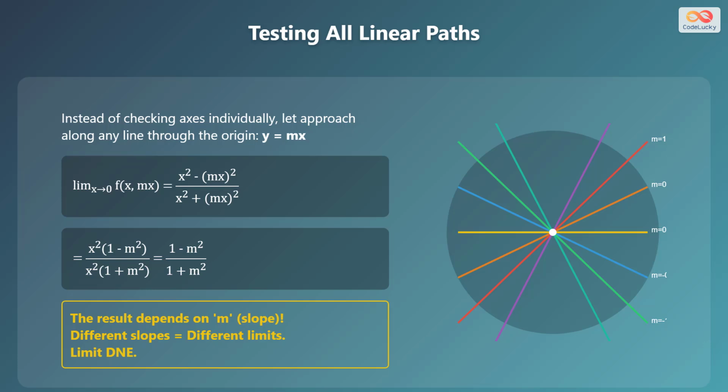Sometimes the axes give the same answer, so we have to be smarter. We can substitute y equals mx. This represents every possible straight line through the origin. If the final result still contains m, it means the limit depends on the slope of your approach. Therefore, the limit does not exist.